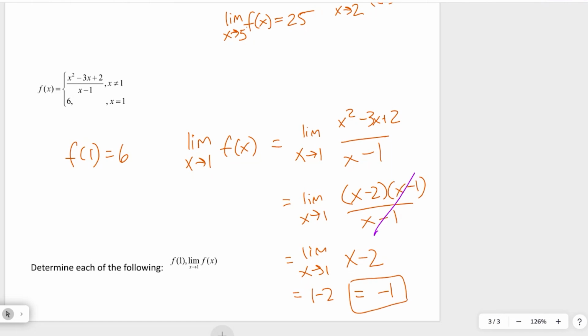So this is going to take some practice. You really have to be on your game algebraically to be successful with this. So that's it for today.